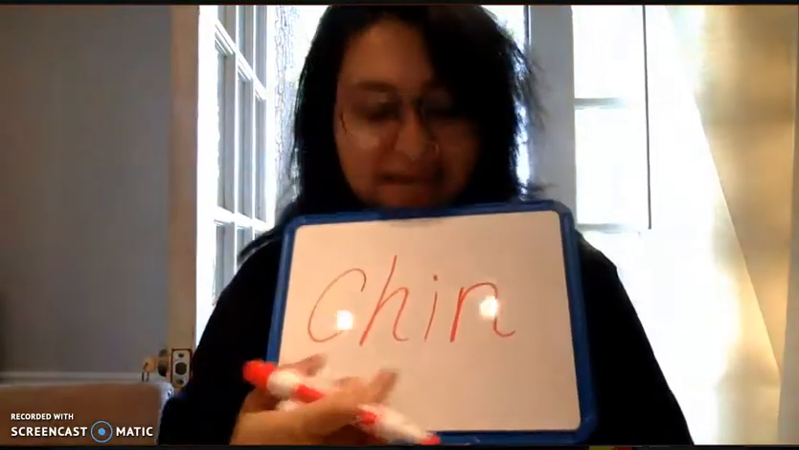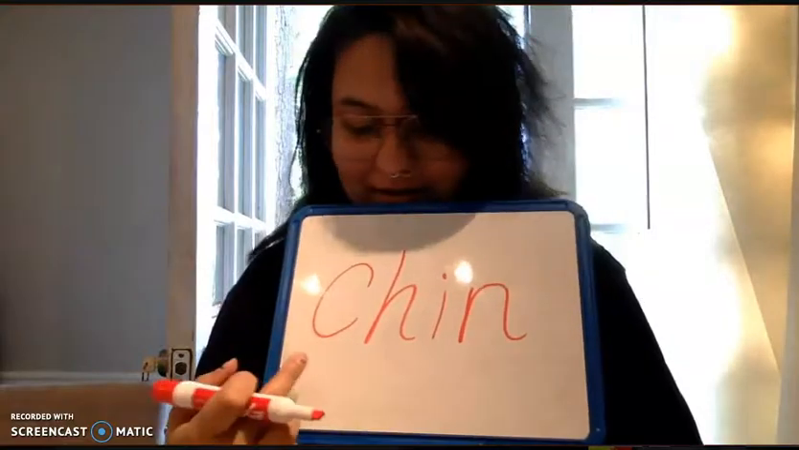All right. The next one is chin. Chin. All right. Say it. Chin. Sound it out. Ch. I. N. Chin. All right. Spell it. Write it down now. Ch. I. N. Chin. Ready? Set and go. Chin. Ch. I. N. Chin. C-H-I-N. Chin.